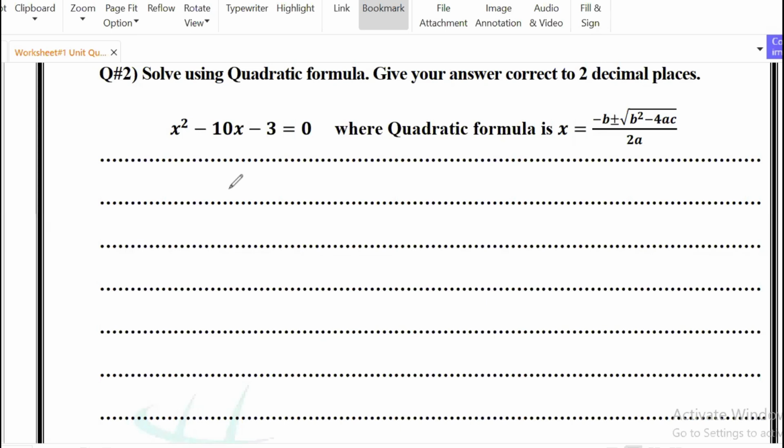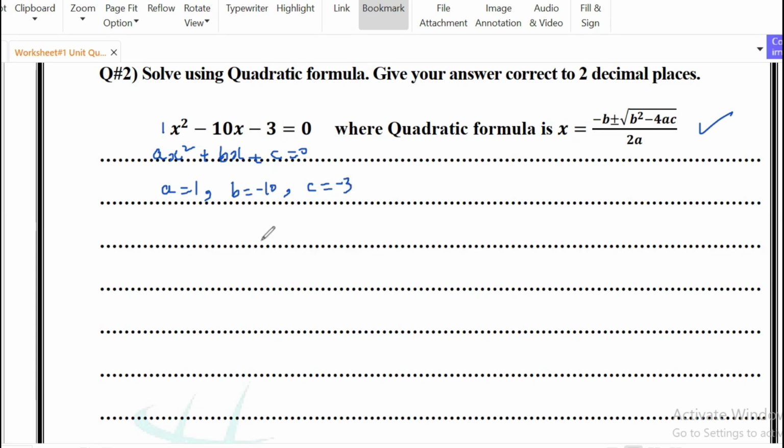So here we have x square minus 10x minus 3 equals 0. We know the formula as well. We are looking for the values of a, b, c. Always compare with ax square plus bx plus c equals 0. So here the coefficient of x square is 1, so it means a is 1. And the coefficient of x is b, so here b equals minus 10. And same as the last value is c, which is minus 3.